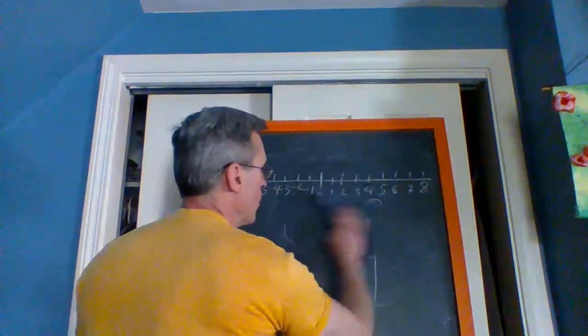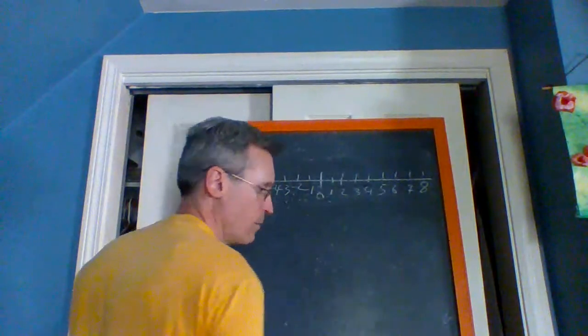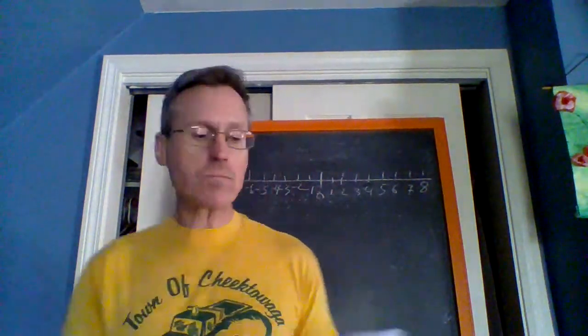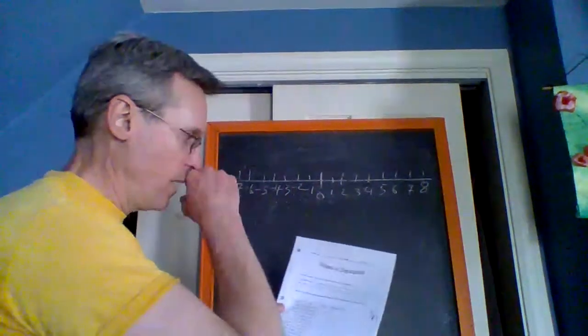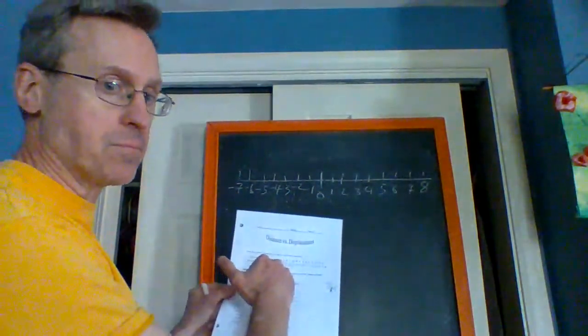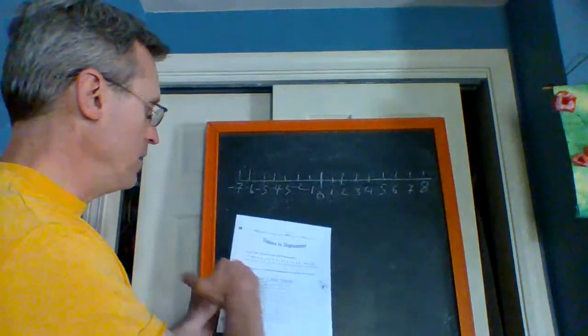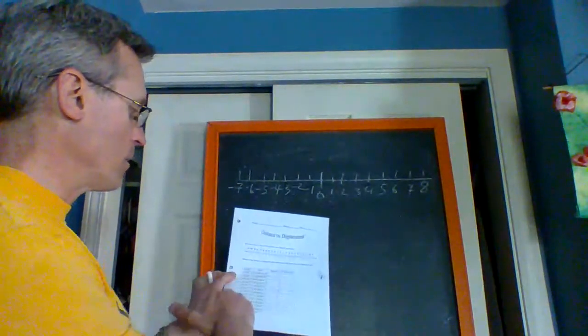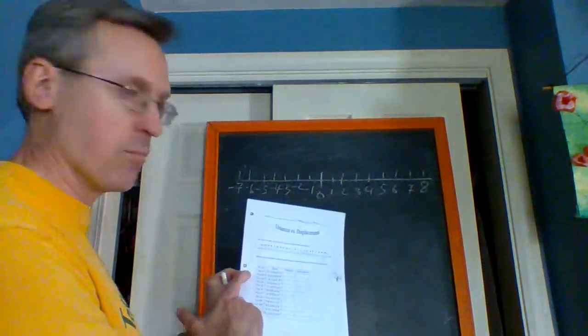So we're gonna do this exercise, and this is your assignment for today. I'm gonna do the first one with you. What you have is a number line up there, and it says trip number 1, trip number 2, all the way down to trip number 12.